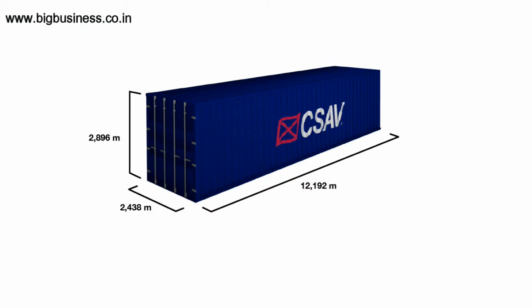Next, let's see about high cube containers. They are almost similar to the other cargo containers except for the height. Compared to other standard containers, high cube containers are a little taller. High cube containers are mostly available in 40 feet length, and sometimes also in 45 feet.